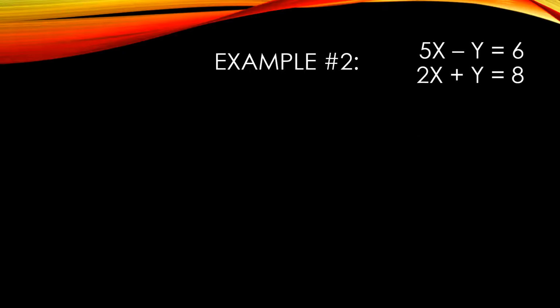So let's kick it up a notch. This is example number 2, 5x minus y equals 6 and 2x plus y equals 8. Step number 1, rearrange your two equations into the y equals mx plus b form and color code them. So our first equation is 5x minus y equals 6. We're going to move that 5x over to the right-hand side of the equal sign and then divide out by the coefficient of y, which is -1. We're left with y equals 5x minus 6.